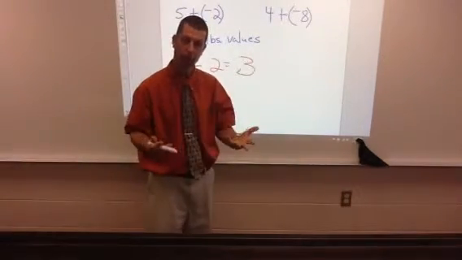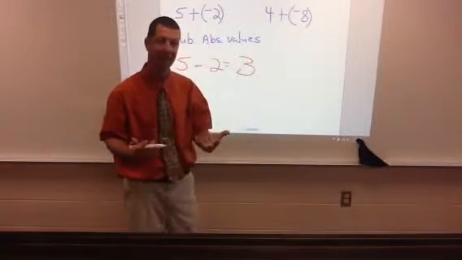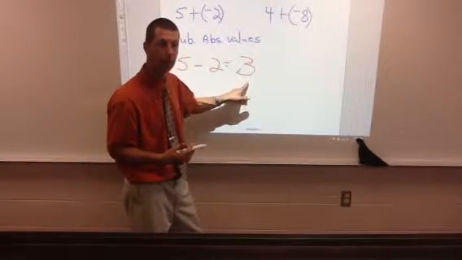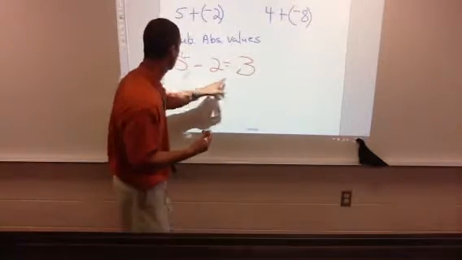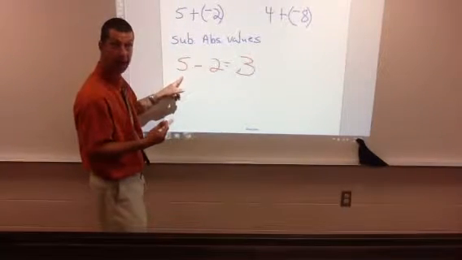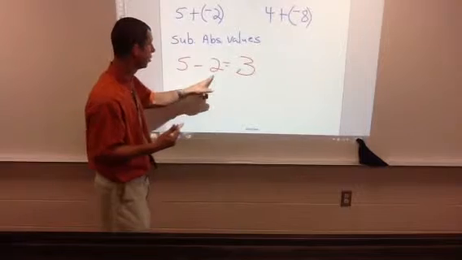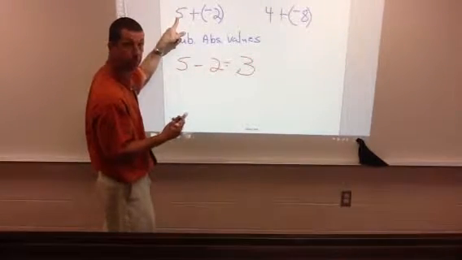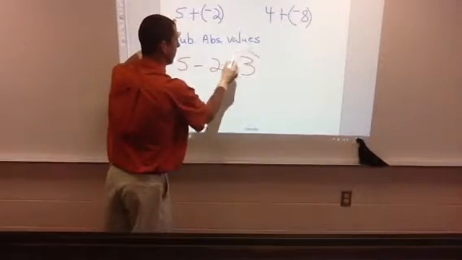Now, the other rule is, okay, what sign do we put with this number? We put the sign of the number with the larger absolute value. 5 is a larger absolute value. 5 is greater than 2. We look at 5. 5 is a positive number. Okay, so our answer stays positive.